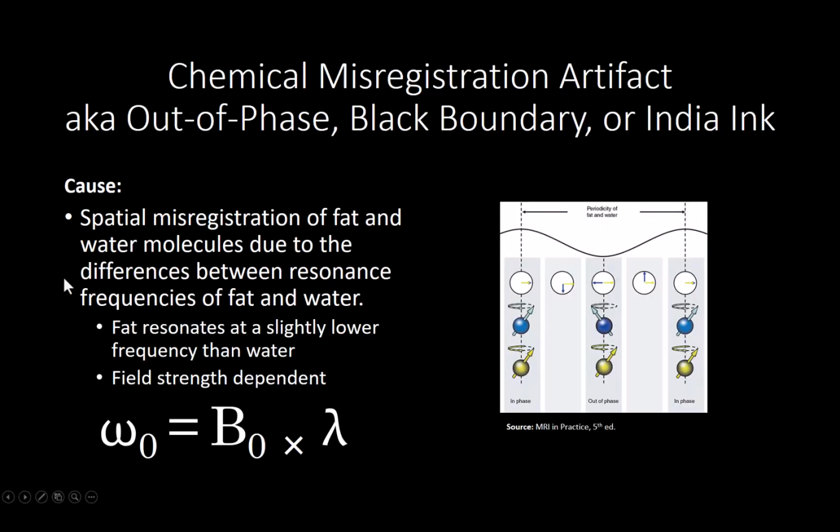Chemical misregistration artifact, aka out of phase artifact, or black boundary, or India ink artifact. Once again, this artifact is caused by the difference in precessional frequencies between fat and water. The image to the right really hones in on what is going on in this artifact, where you have fat and water precessing at different rates, and at times they are in phase, which means that they are at the same point along the precessional path. But at other echo times, they're out of phase, so they could be pointing in different directions along that precessional path. This artifact occurs in both the phase and frequency direction.